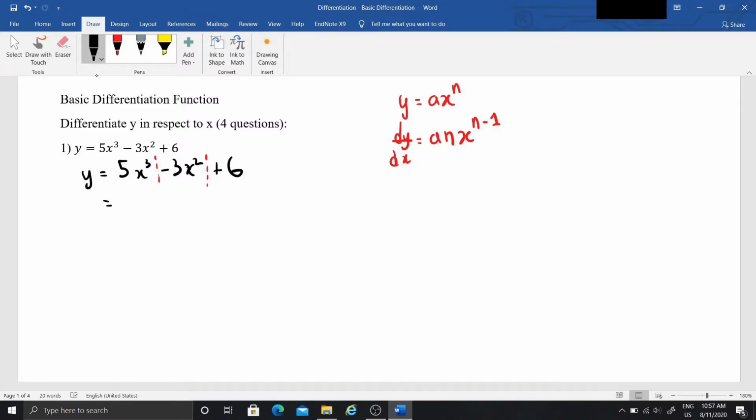Let's take 5x cubed. If we compare this term to this term, we can see that a is 5 and n is 3. If we get the values of a and n, we can differentiate the function. a is 5, n is 3, and n minus 1 is 3 minus 1, which gives 2. And now we will solve this equation.